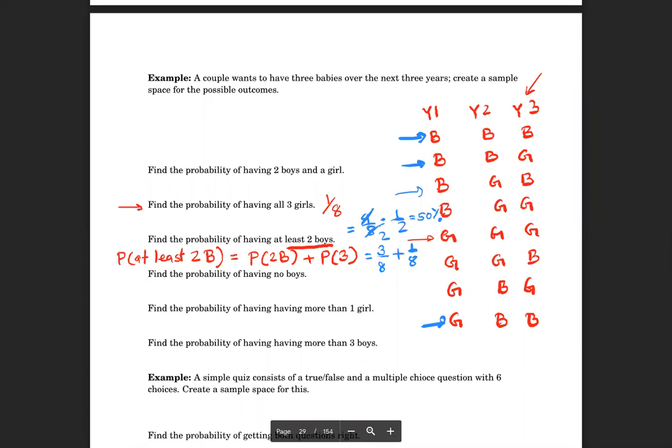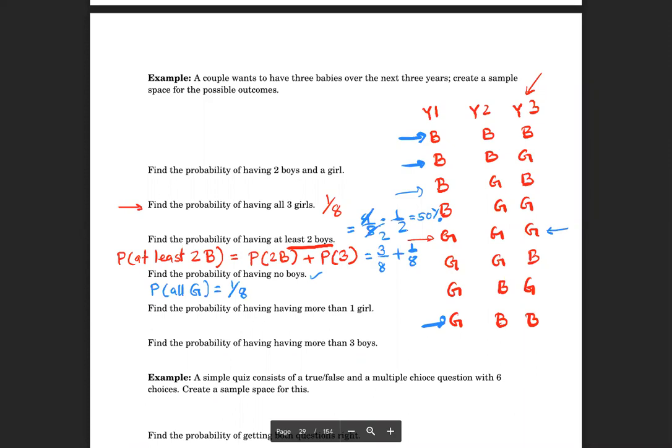Next one is the probability of having no boys. That means what? Probability of all girls. That means probability of 3 girls. How many ways can you have 3 girls? There is just only one way. It's 1 out of 8.